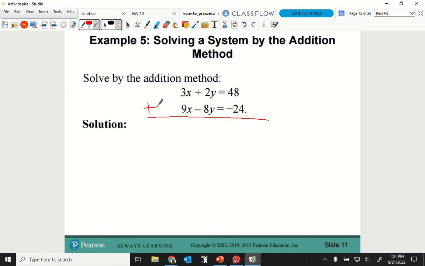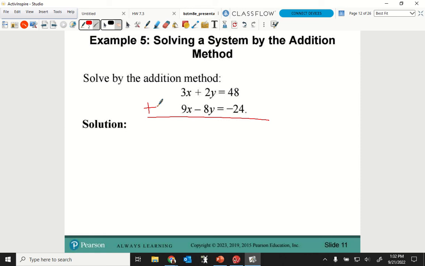But for this to work, one of my variables, either the x or the y, when you add them together, has to equal 0. Has to equal 0. So either the x or the y is going to equal 0.